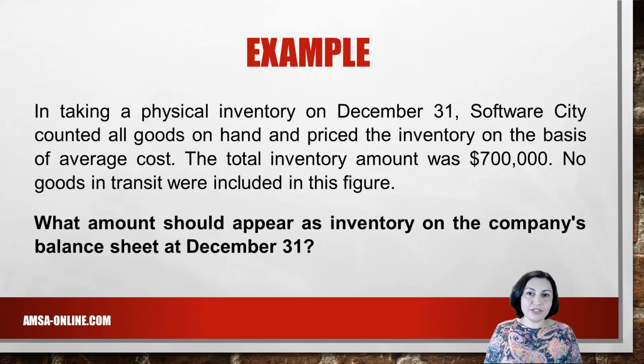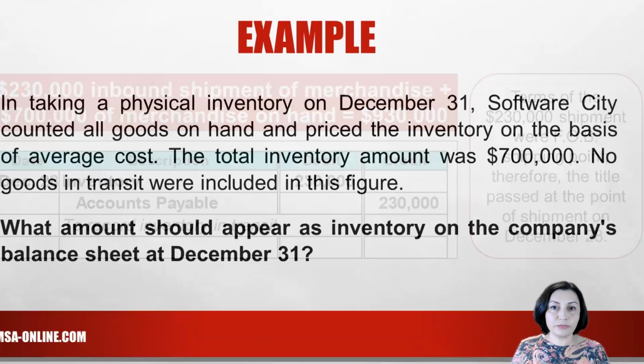In taking a physical inventory on December 31st, Software City counted all goods on hand and priced the inventory on the basis of average cost. The total inventory amount was $700,000. No goods in transit were included in this amount. What amount should appear as inventory on the company's balance sheet at December 31st?